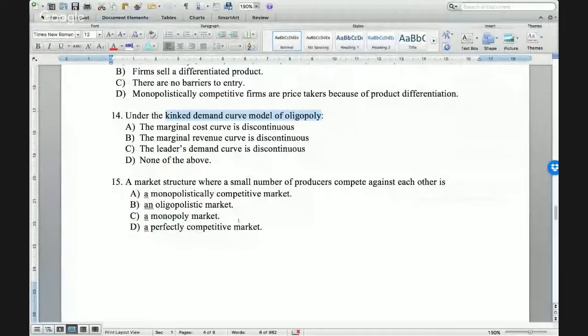So let's take a look at this if we have it. The marginal revenue curve is discontinuous. Option B.